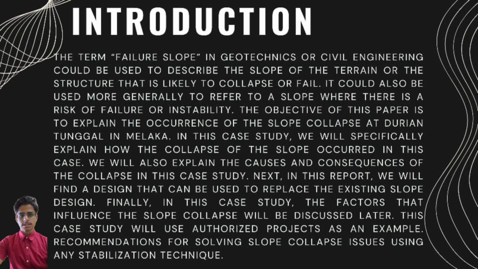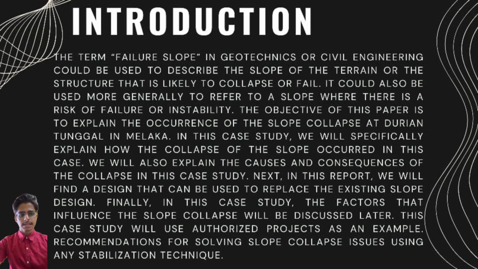So first of all, the introduction. The term failure slope in geotechnics or civil engineering could be used to describe the slope of the terrain or the structure that is likely to collapse or fail. It could also be used more generally to refer to a slope where there is a risk of failure or instability. The objective of this paper is to explain the occurrence of the slope collapse at Durian Tunggal and Melaka.